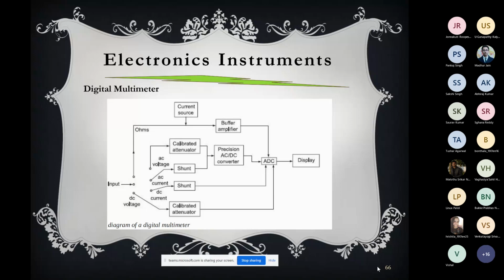So that input you see is going to a buffer amplifier, and then there is another DC voltage which is going to calibrate or attenuate it, and there is DC current, AC voltage. So you can measure all those things. So input can be whatever I'm saying. Input can be resistance, input can be DC voltage, input can be AC current, input can be DC current, input can be AC voltage. So with a multimeter, what are the different things you can measure?